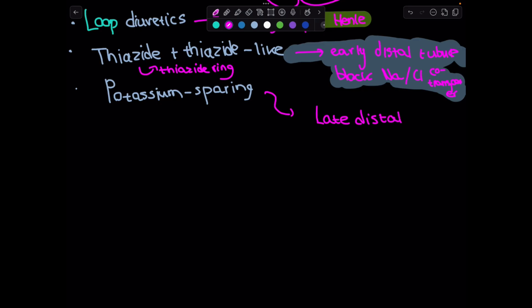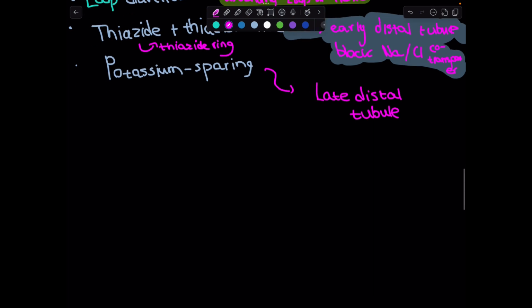Loop diuretics and potassium-sparing diuretics target distinct nephron sites due to their molecular structures and mechanisms. Loop diuretics, e.g., furosemide. These act on the thick ascending limb of the loop of Henle, where their sulfonamide-derived structure binds to the sodium potassium chloride cotransporter, NKCC2, inhibiting sodium, potassium, and chloride reabsorption, leading to significant diuresis, as this segment handles a large portion of ion reabsorption.